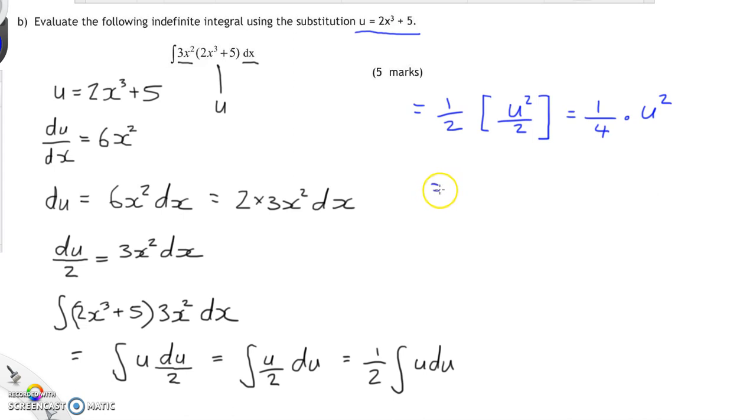So now we can sub back in what u is. This is u, remember from the start. So we have 1/4 outside of 2x cubed plus 5, all to be squared because it's u squared. And don't forget our constant of integration, plus c. Stick that on at the end. And I think that's a reasonable answer there.